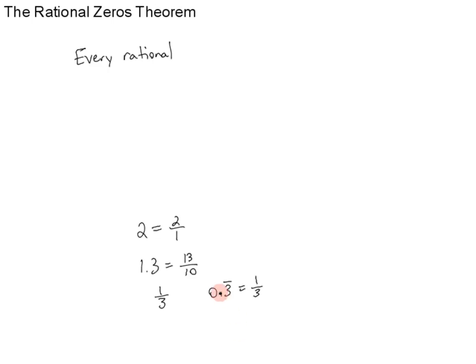So, in other words, any decimal number like 2 or 1.3, any decimal number that stops, that doesn't repeat forever, is rational, and any decimal number that repeats forever is rational. Numbers that are not rational are things like pi, which goes on forever and doesn't repeat, or the square root of 2, which goes on forever and doesn't repeat. Of course, complex numbers are not rational either.